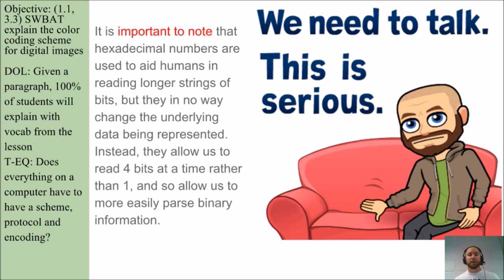Instead, they allow us to read 4 bits at a time rather than 1, and so allow us to more easily parse binary information. Just staring at a screen of 1s and 0s could be maddening. But if we're looking at hexadecimal numbers, everything makes a little bit more sense. So it's not a compression tool. Hexadecimal is compressing nothing. It's just helping us humans understand the computer a little bit better.